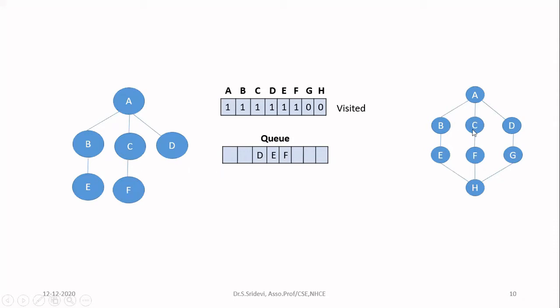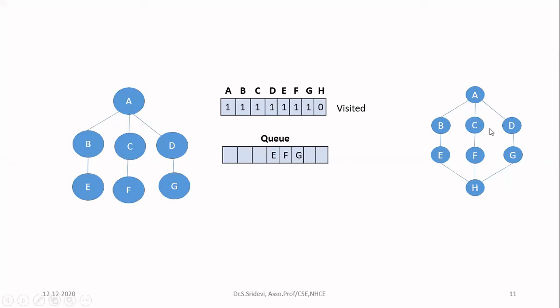Then C is having only two neighbors. Now C is completely explored. Now you cannot proceed from C further. So remove the next node from the queue. The next node is D. Now we are going to check the neighbors of D. So I am removing D from the queue. Now Q is not having the node D.